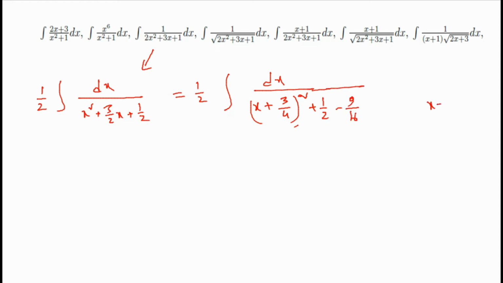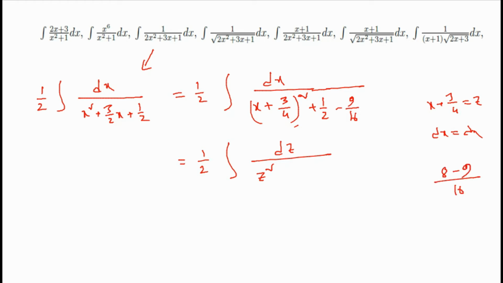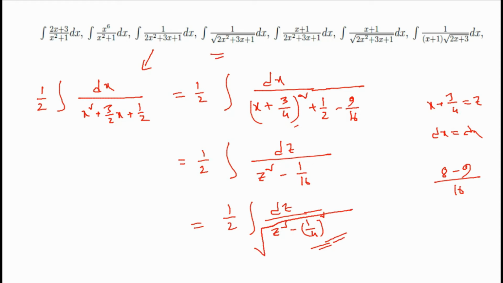And if you put x plus 3 by 4 equal to z, then let's check this one. Here dx equal to dz, so dz by z square, and this will be 16, 8 minus 9 minus 1 by 16. So that means 1 by 2 integration dz by z square minus 1 by 4 square, and this is a standard form. You can easily integrate that one. And similarly for the second one, you can have just one root there, and this is also a standard form, so you can easily solve that integration.